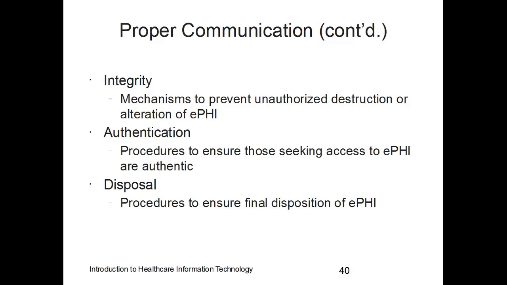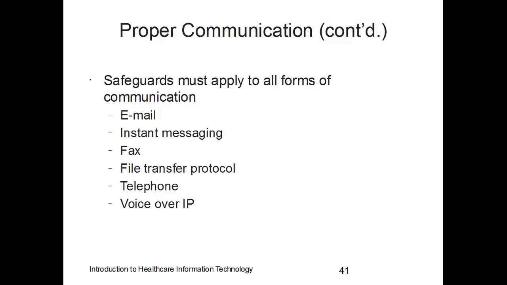There must be mechanisms used to prevent unauthorized destruction or alterations of electronic PHI. Another aspect here is authentication. There must be procedures set to ensure those seeking access to PHIs are authentic. Another aspect is disposal. Having procedures set up to ensure final disposition of the ePHI. So once that record is complete and needs to be deleted, how is that deleted properly? Now, safeguards must apply to all forms of communication. Now, this would include email, any form of instant messaging, fax, file transfer protocols, telephone, or voice over IP.